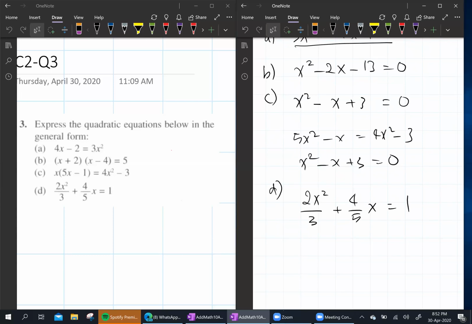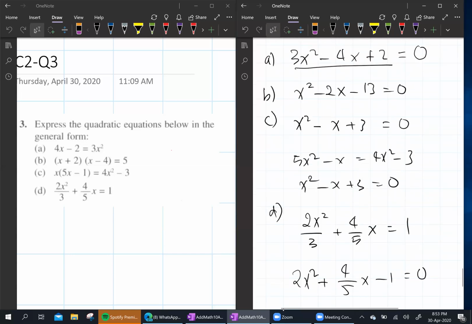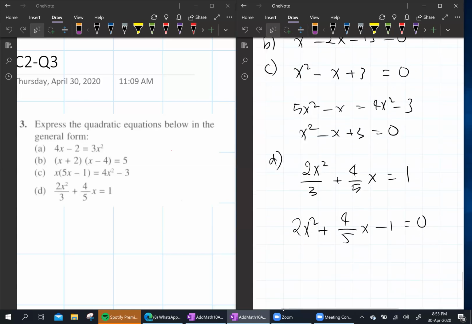Teacher, my answer from number 4 is 2x squared plus 4 over 5, 5x minus 1 equal to 0. Wrong already.